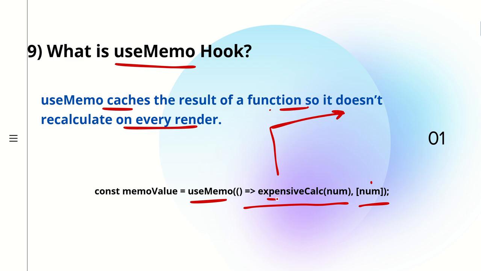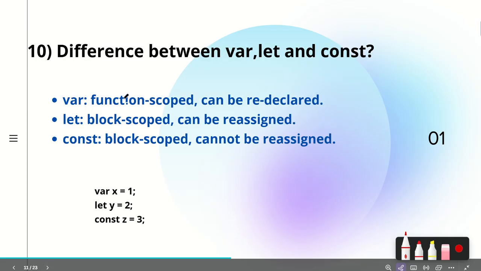So you cannot do those things again and again. By using useMemo, you are just making sure that only in case num changes do we do the recalculation; otherwise it is cached and we use the same value which was there. No need of recalculating it again and again. This is called useMemo, and this is the use of useMemo. Now let us see the 10th question.